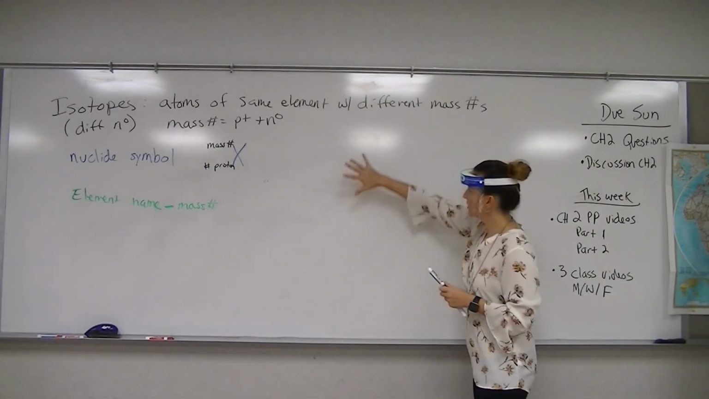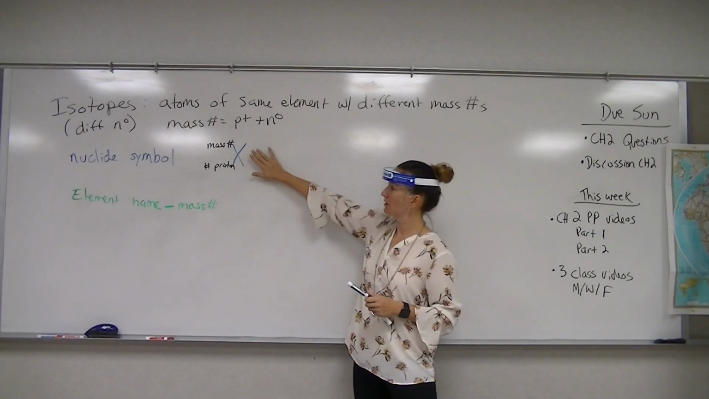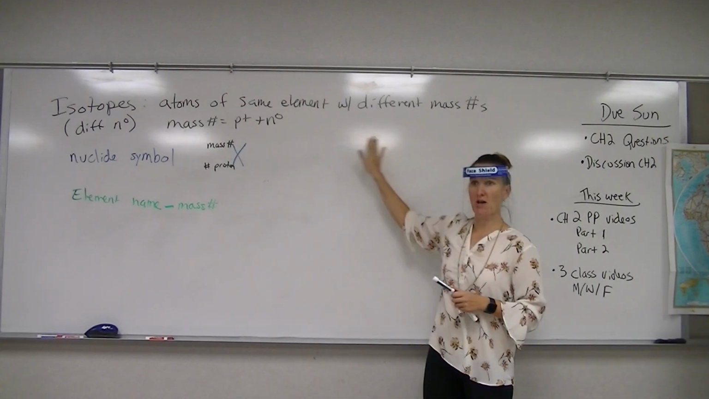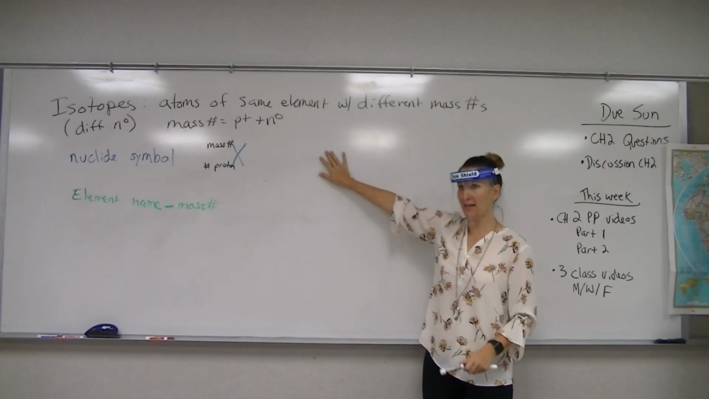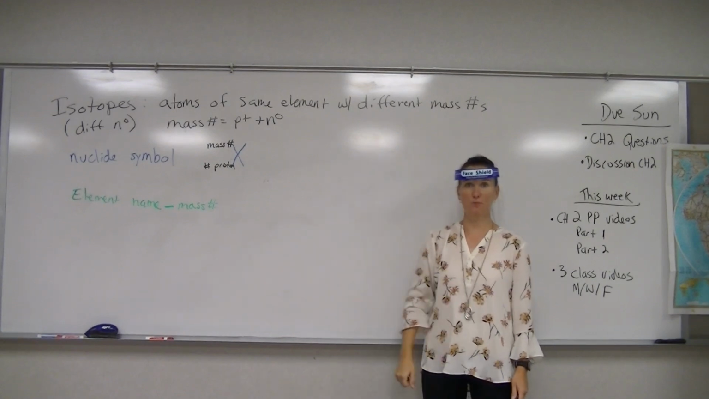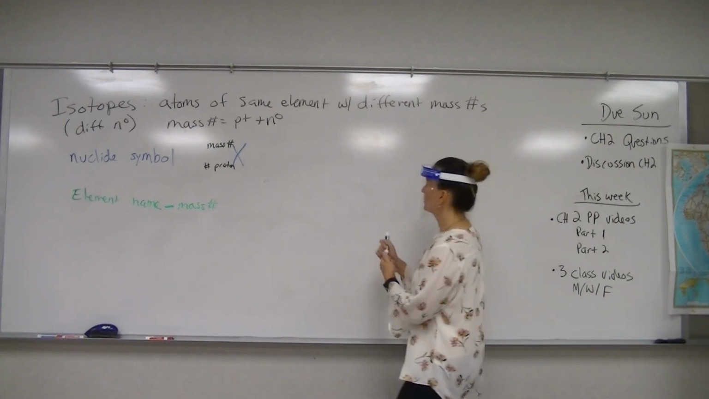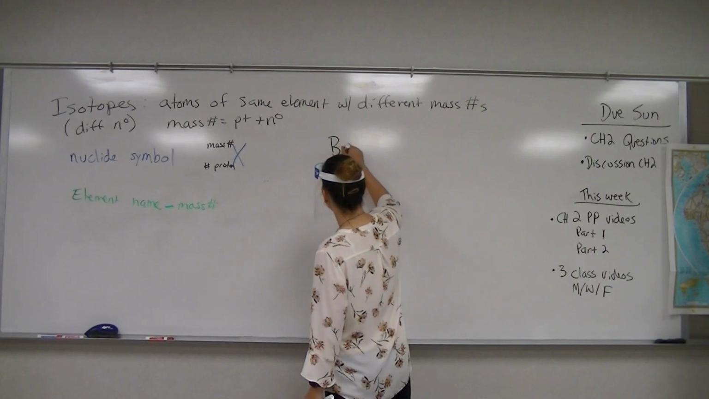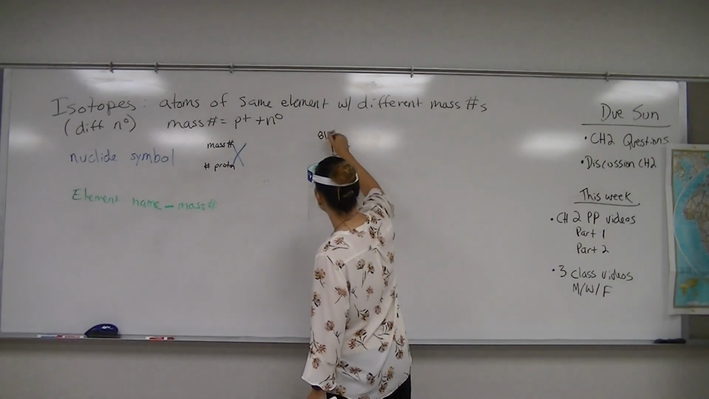All right, so what I'm going to do over here is I'm going to write some nuclide symbols of a pair of isotopes, and we're going to calculate the protons, neutrons, and electrons present in those. Okay, so bromine has two isotopes.